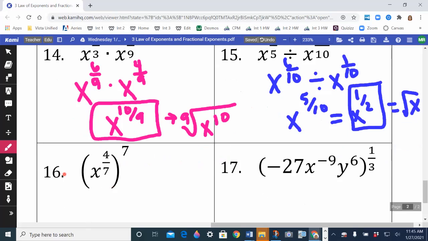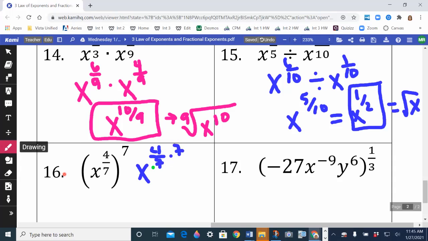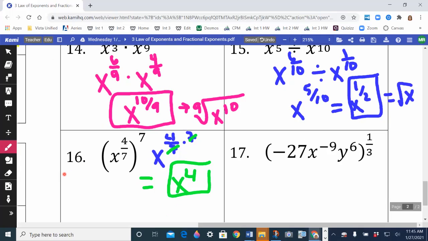On number 16, power to power, I multiply. So when I multiply 4/7 times 7, my 7s are going to cancel out, and I'm going to end up getting x to the 4th. And that's your answer. When I'm taking the 7th root of something, the 7th power undoes it, but the 4th power is not undone. There's nothing happening to that.